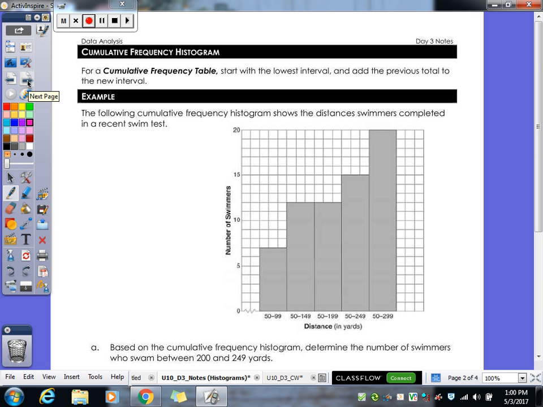All right, now this is the tricky one. This is called a cumulative frequency histogram. What does the word cumulative mean? Adding. It means adding.